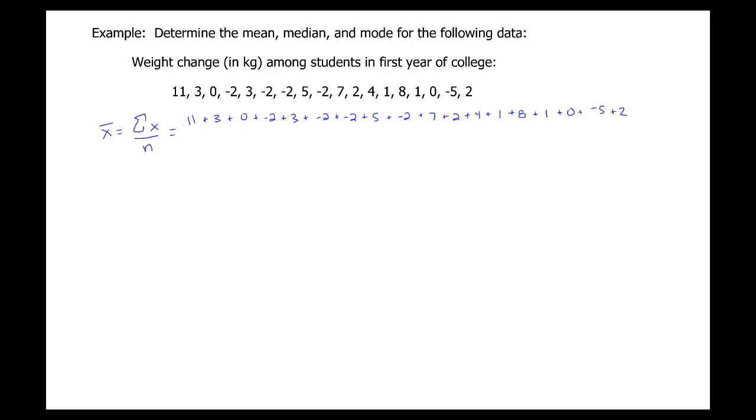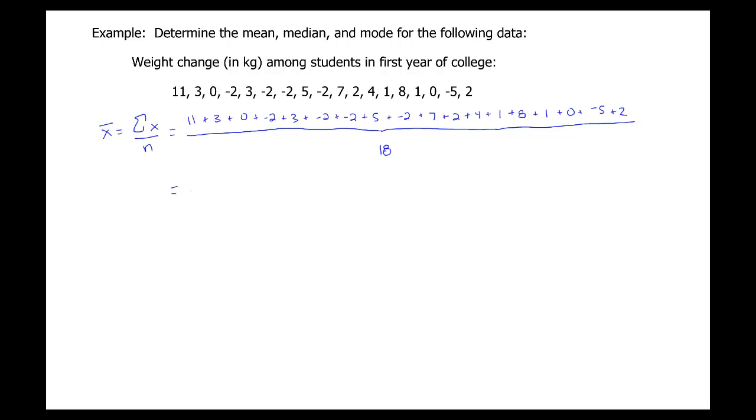So there's all our numbers, all of our x's adding together. And we're going to divide all that after we add it together by n, which is the total number of values in the data set. And if you were to count them, you'd see that there are 18 values. So n, or sample size, is 18.